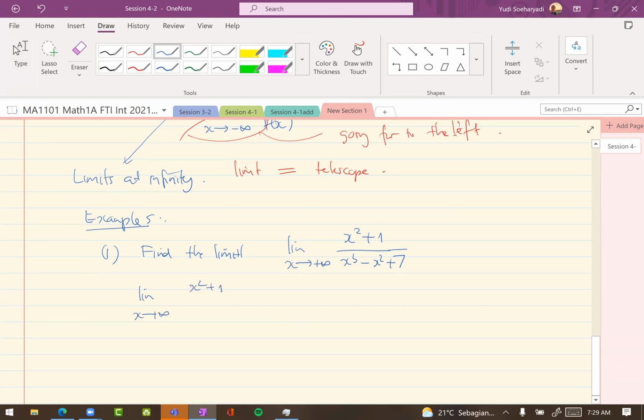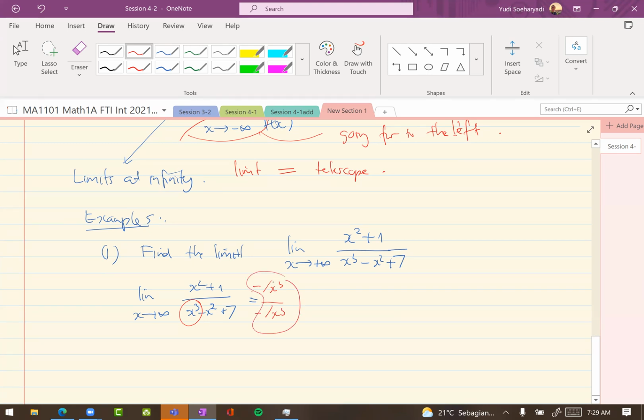X squared. Okay, so if you recall the trick, let's see, what's the highest order of these rational functions? You have square, you have cube. So this is the largest one. Okay, so what I'm going to do is divide everything by x cubed. Divide by x cubed, also divide by x cubed.